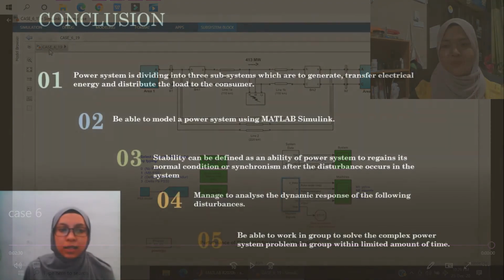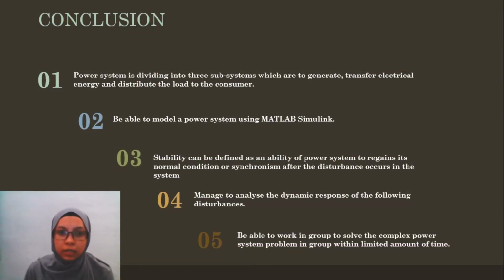As a conclusion, a power system is divided into 3 subsystems, which are the generation system, transmission line system, and distribution line system, where the electrical energy is generated, transferred, and distributed to the load for the consumer. From this exercise, we are able to model a power system using MATLAB Simulink with SimPowerSystems Electrical, and from that we learned power system stability, where power system stability can be defined as the ability of a power system to regain its normal condition or synchronism after a disturbance occurs in the system.